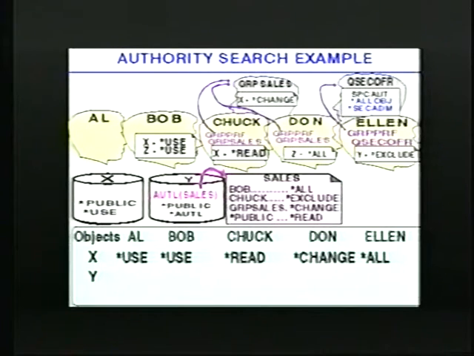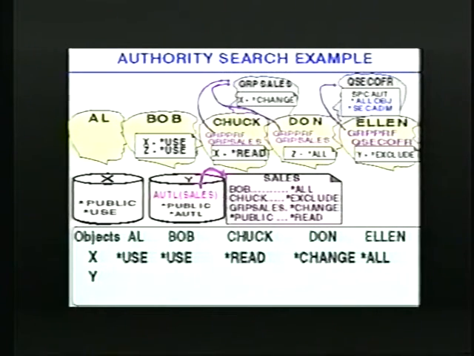For Bob, we would see that Bob appears on the sales authorization list with all access, so Bob's access to object Y is all. Chuck also appears on the authorization list with exclude access, so Chuck is prevented from getting any access to object Y.